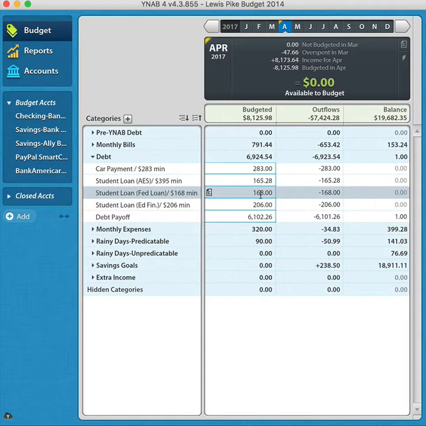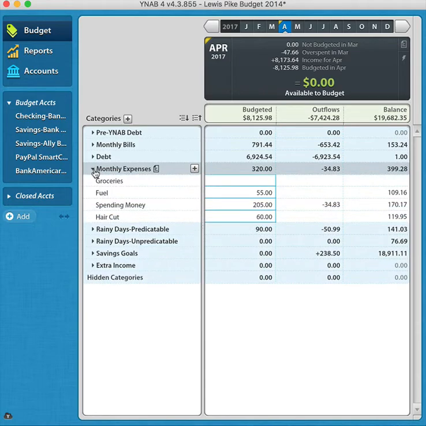For the Fed loan, $168, and then for Ed Financial, $206. And then the extra that I have remaining to apply towards my debt is about $6,100. So I'm paying close to $7,000 this month on debt. So that is the breakdown there. At the end of the month, I'll go into details of where the money went.